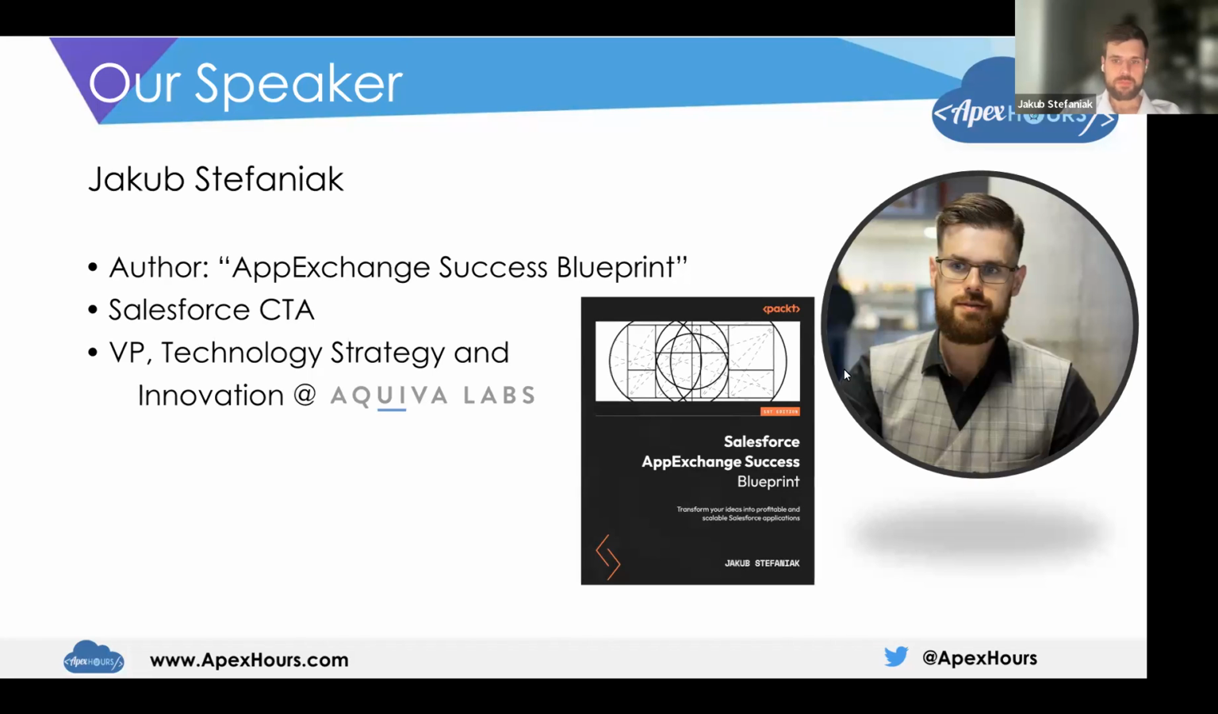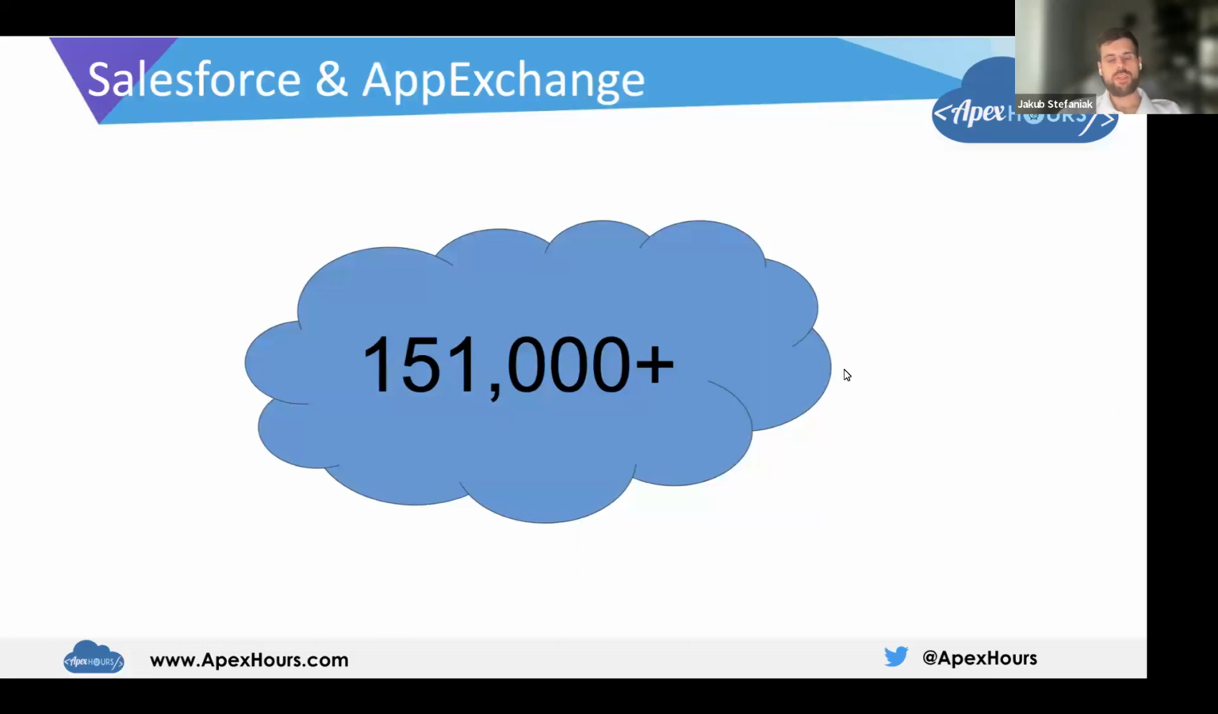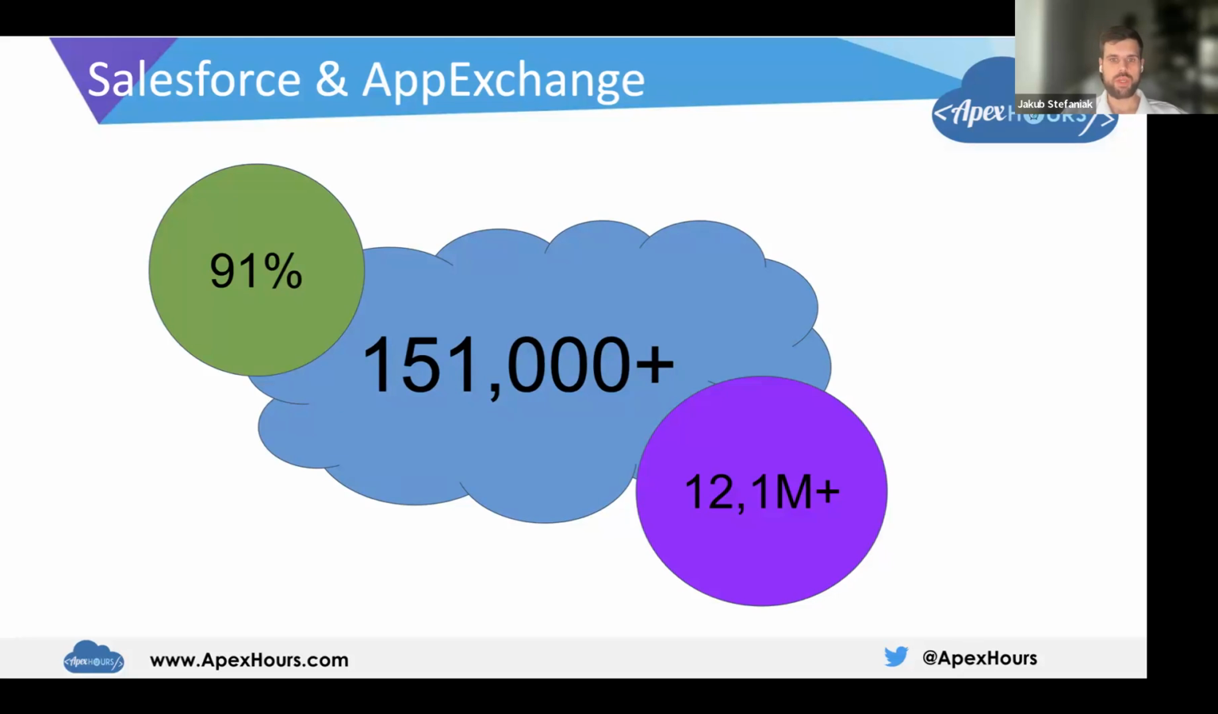Our plan for today, we are going to start with thinking, okay, does it even make sense to build AppExchange apps? And when you think about the Salesforce ecosystem and 150,000 plus Salesforce customers, the number of companies using AppExchange products is quite big. More than 90% of Salesforce customers have at least one AppExchange app installed on their production org. So we are talking about more than 12 million installed app instances. For most of the bigger orgs, you have maybe hundreds, maybe 50, maybe 20. So the mix of installations is quite big.